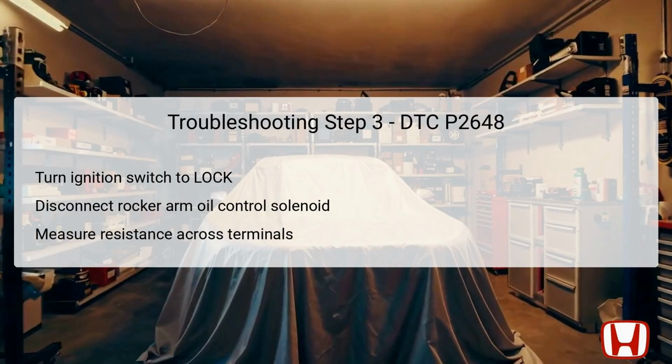Once disconnected, measure the resistance between terminals number 1 and number 2 of the solenoid's connector. At room temperature, the expected resistance should fall within the range of 13.9 to 16.9 ohms. Correct resistance values indicate that the solenoid itself is functioning properly, while low or high resistance could point to internal solenoid damage or wiring issues that need investigation.